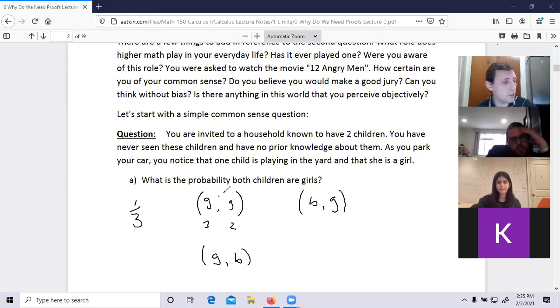And you have three equally likely universes. 1/3 represents one universe that is the desired outcome, two girls, out of three possible universes. You see what I'm saying? One out of three. Do you understand the explanation? It's meant to just be a flavoring explanation.